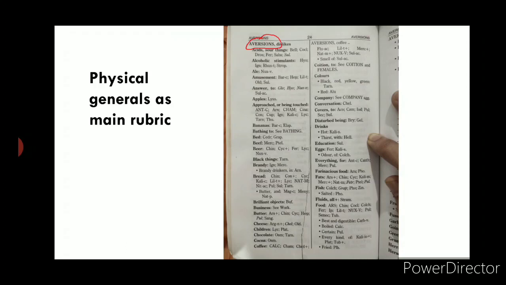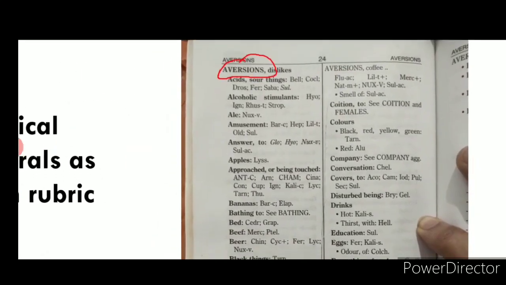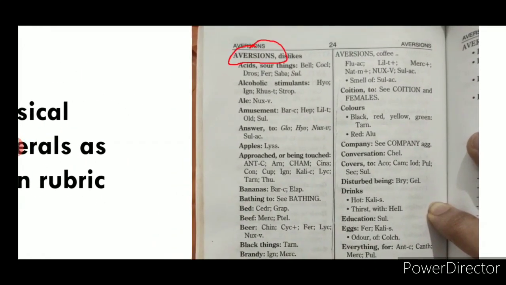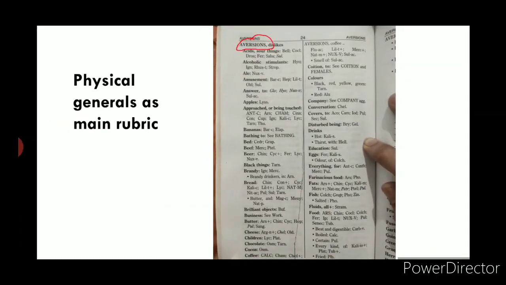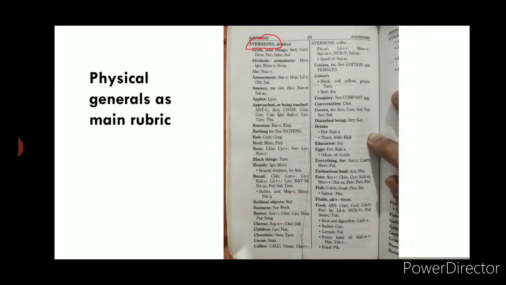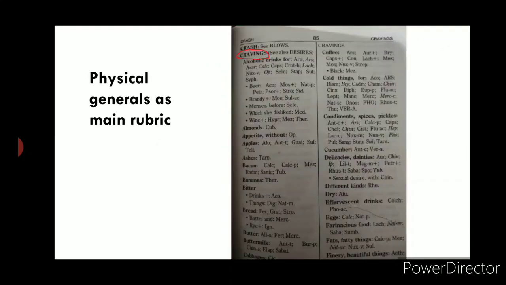Now in this repertory, you will find physical generals as main rubrics which are scattered in the repertory, and you have to find them in alphabetical order. So here you are seeing that the aversion rubric is given alphabetically. Also here you can see the rubric of craving.